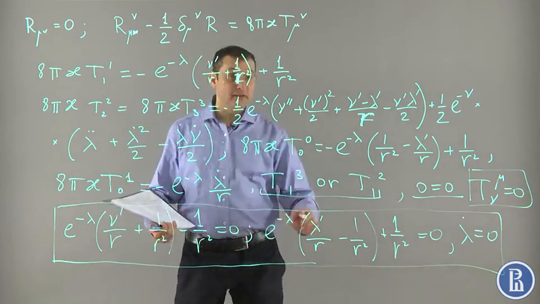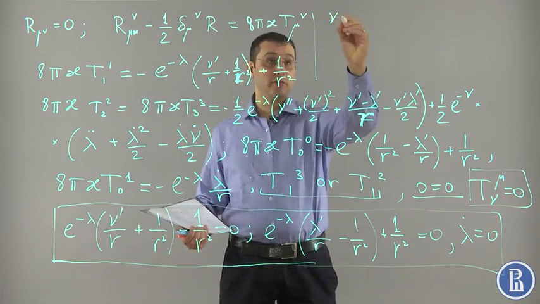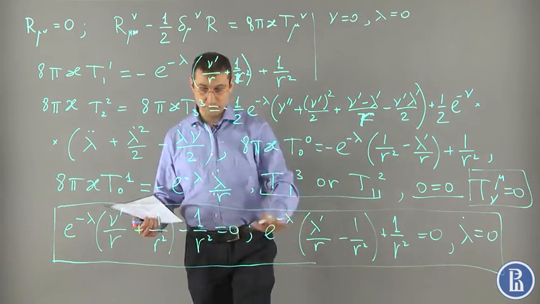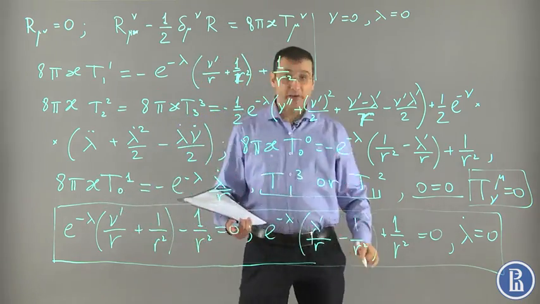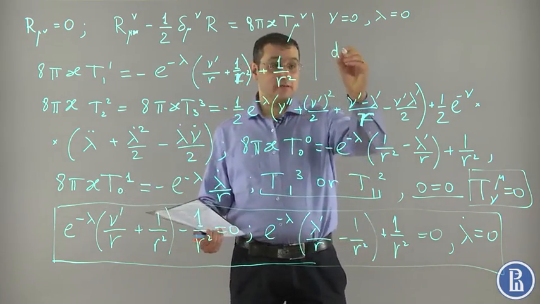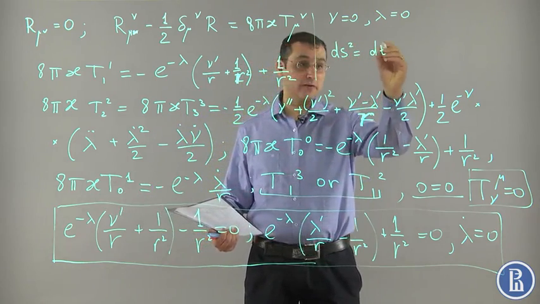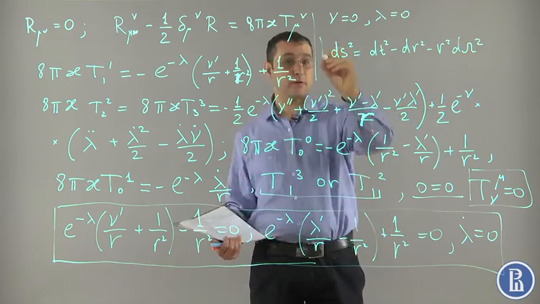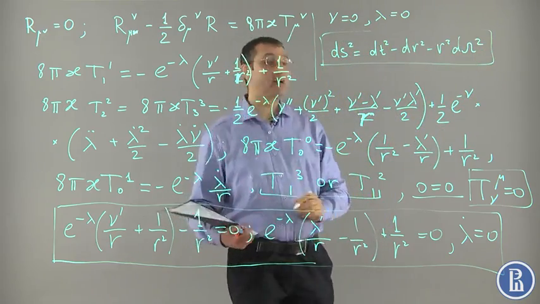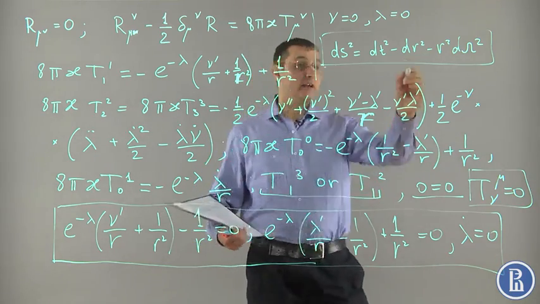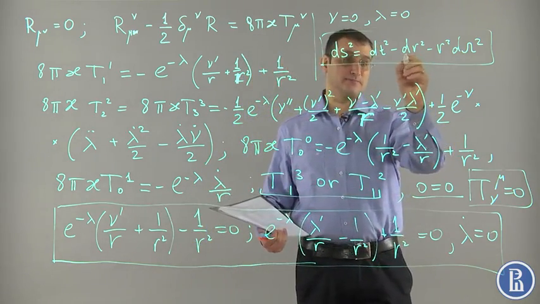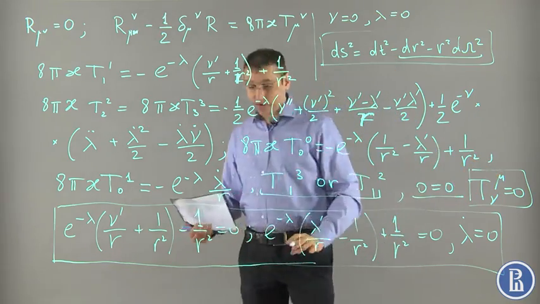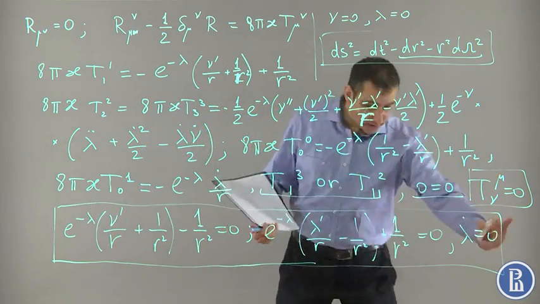Immediately one can see that nu equals 0 and lambda equals 0 solves this equation, just straightforwardly. Then the metric for this case reduces to the following form, which is nothing but the flat metric in Minkowski space-time written in spherical coordinates for the spatial sections. So nothing else.